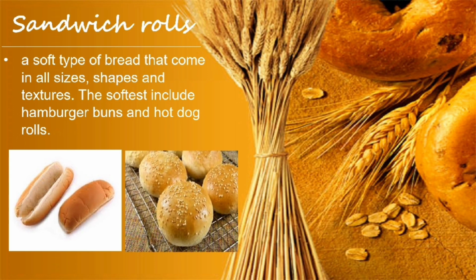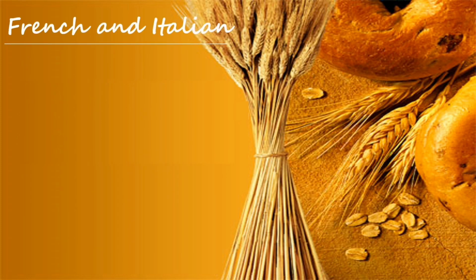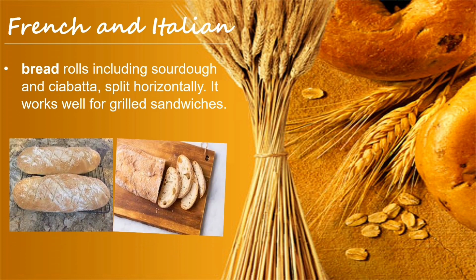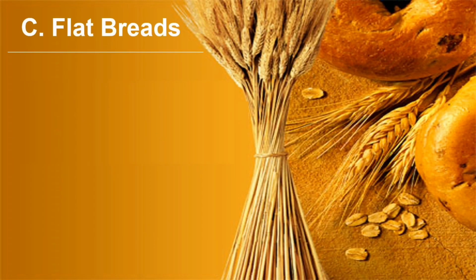Okay, the common example is what we call the monay in the bakeries, and the bun that is usually used for the footlong sandwiches. Next is the French and Italian bread rolls, including the sourdough and ciabatta, which is split horizontally. It works well for grilled sandwiches.